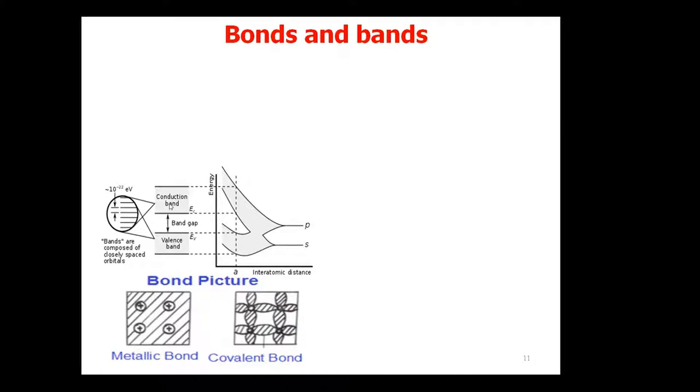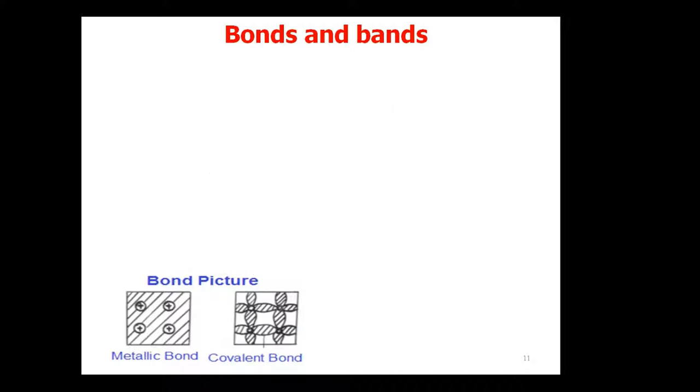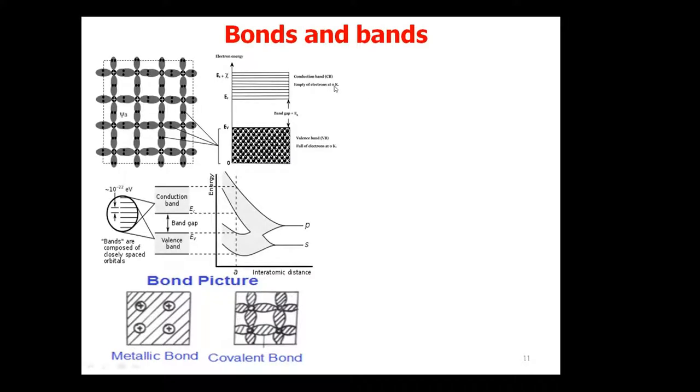These bands, the valence band or conduction band, are composed of very closely spaced orbitals, and the gap is very, very small, of the order of 10 to the power minus 22 eV. That means these energy levels are very closely compact. If we keep the temperature at 0 Kelvin, the valence band is completely packed with electrons, that means completely filled. As it is completely filled, the conductivity is zero. However, in the conduction band there are density of states, that means energy states are available, but there are no electrons at T equal to zero.